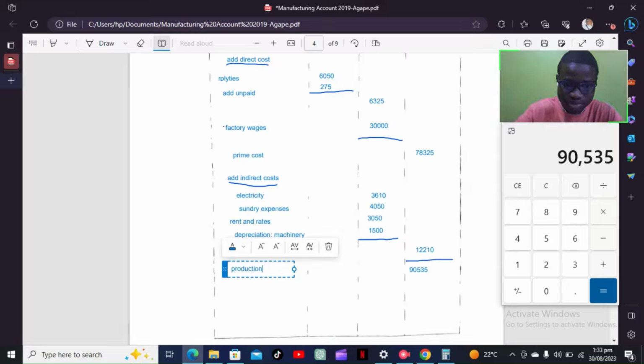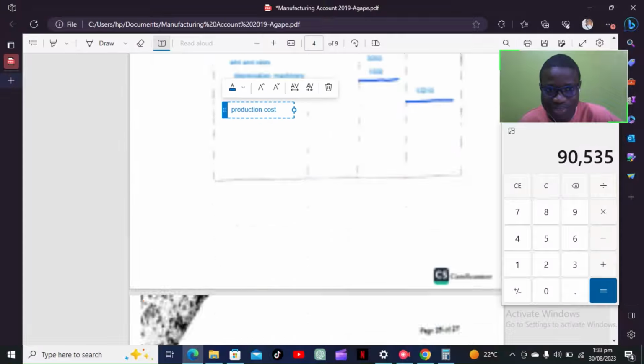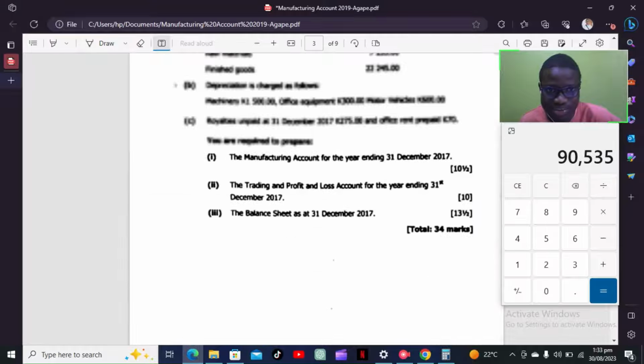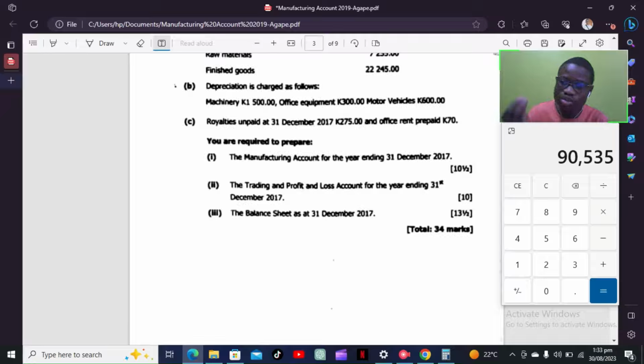So this is our production cost. This is the question where they say prepare the manufacturing account for the year. In the manufacturing account, I repeat for emphasis, we calculate the production cost. Sometimes you even calculate the profit on production, the profit on manufacturing. But here, this question was simply the production cost of an item.